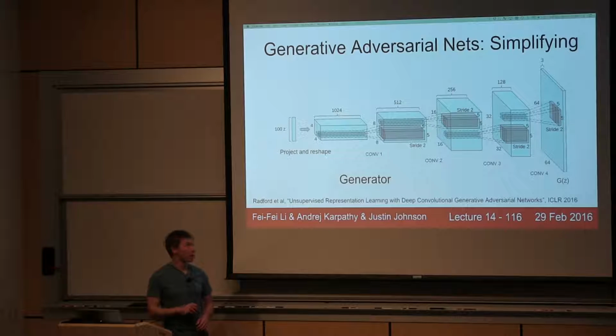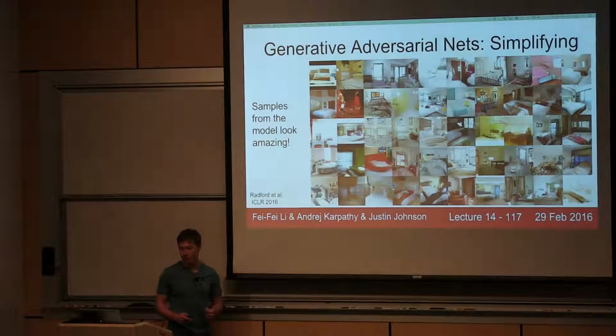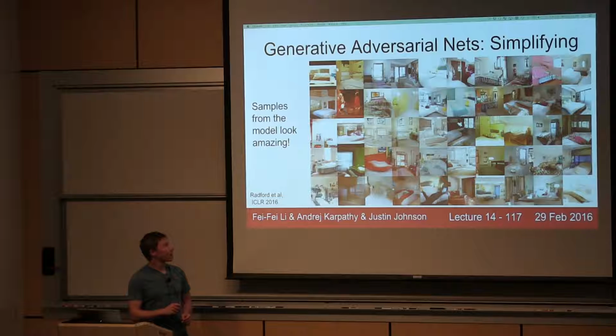So here their generator is a pretty simple, pretty small up-convolutional network. And the discriminator is, again, just a simple convolutional network with batch normalization and all these other bells and whistles. And once you hook this up, they get some amazing samples in this paper. So these are generated bedrooms from the network. These actually are pretty impressive results. These look like real data, almost.